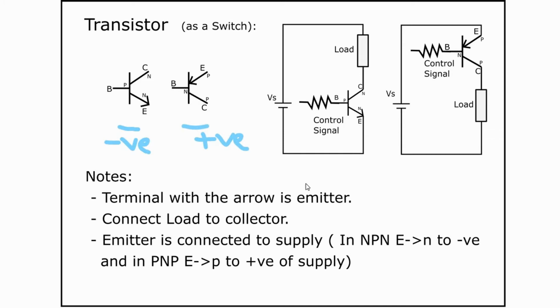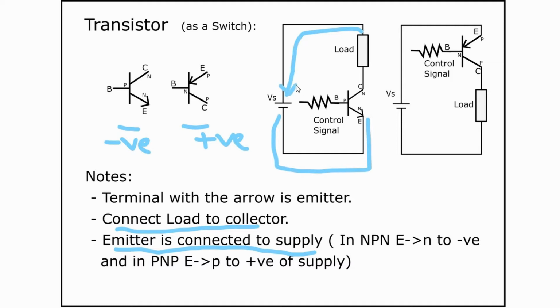Now let's consider this case where we are switching the negative line. For switching the negative line, we are going to use an NPN transistor. This is how it is connected. The emitter is always connected to the supply. In this case, the emitter has a polarity of N. So the emitter is connected to the negative of the battery, and the collector is always connected to the load. The collector is connected to the load and the other end of the load is connected to the positive of the source.